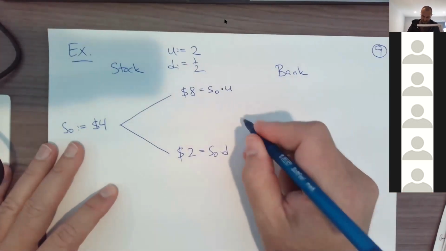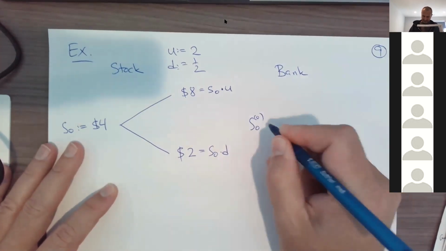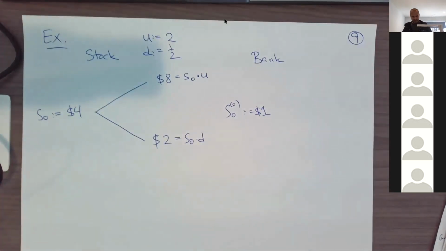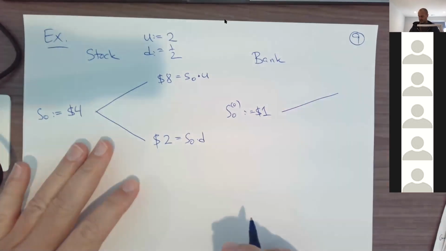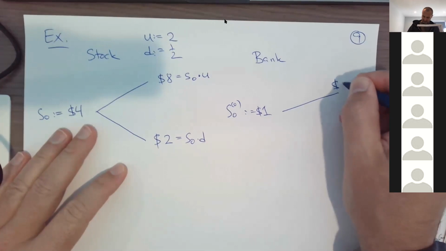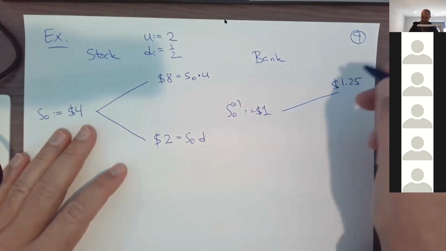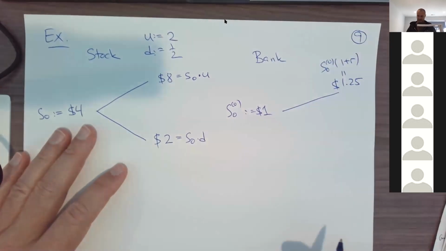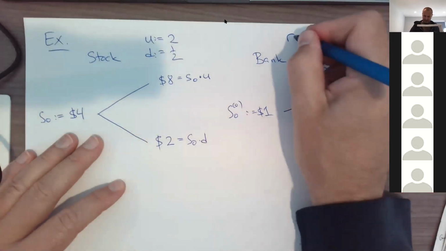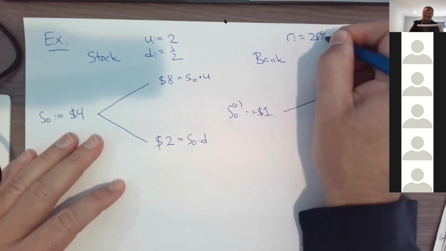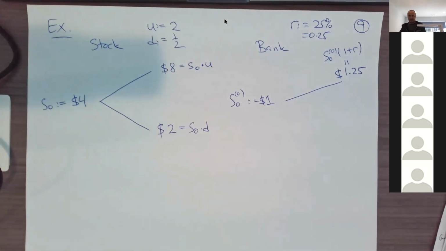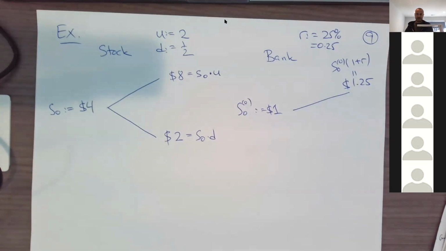Okay, so that's my stock model, and now I have my bank. So the bank is different. There's only one possible value in the future, so I start out with, say, $1. I want to buy a bank unit. I start out with $1, and then there's only one possibility. It's going to go up to 1.25. This here is my B0 times 1 plus r. So it's a quite generous interest rate. Apparently the interest is 25%. It's also 0.25. Right, so this is a specification of a one period binomial model.